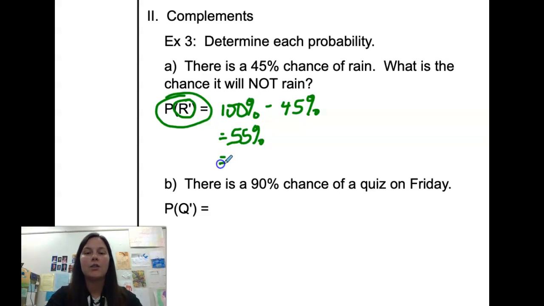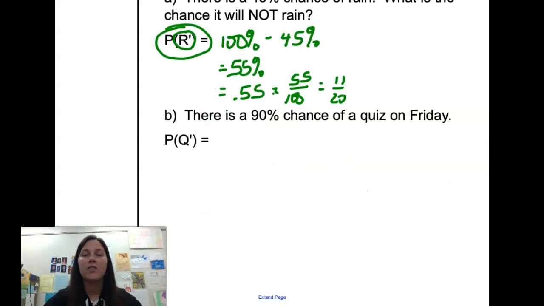Converting that back to a decimal, we divide by 100, which gives us 0.55. And then percents are numbers that we compare out of 100. So 55 out of 100, which does simplify. They can both be divided by 5, and we get 11 out of 20.